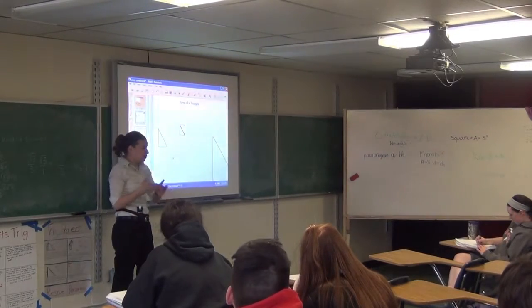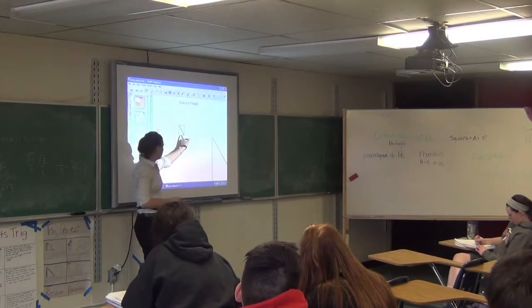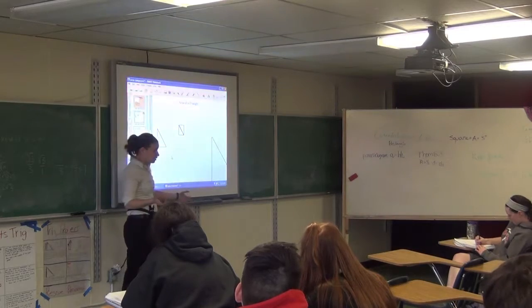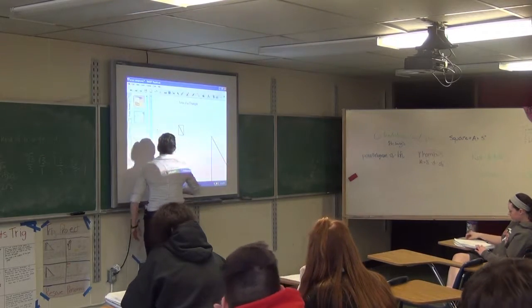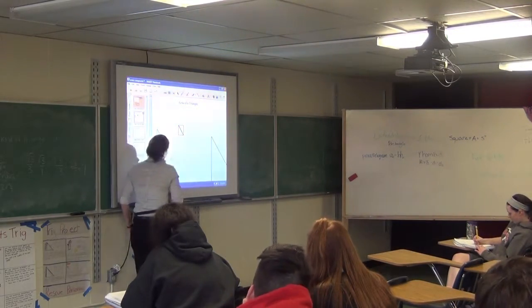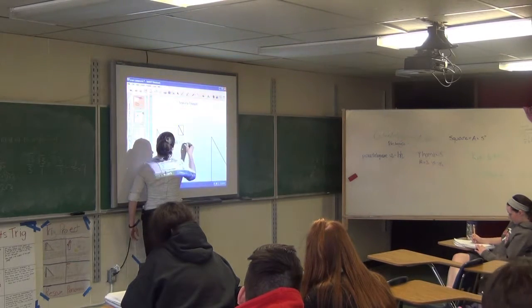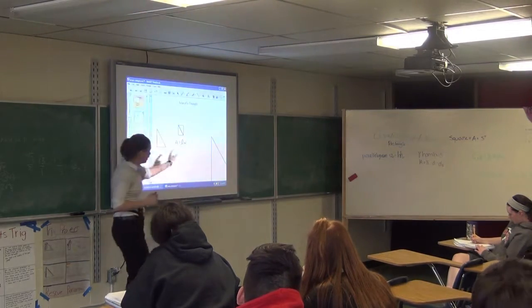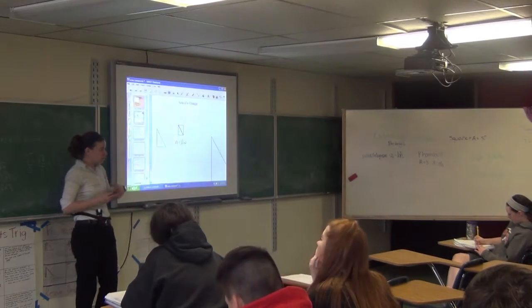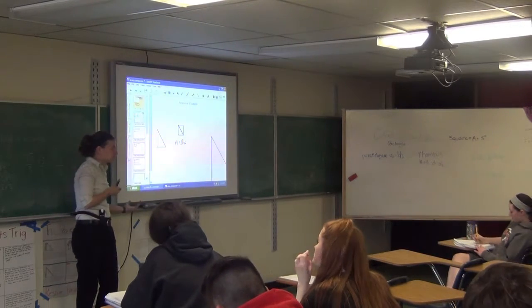Because I copied it and cloned it, what do I know about these two triangles? They're exactly the same, right? So if this is now a rectangle, we'll call it a rectangle. I would do area is equal to length times width, right? Because I made a rectangle.